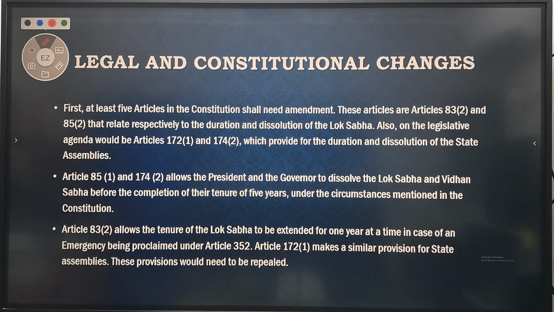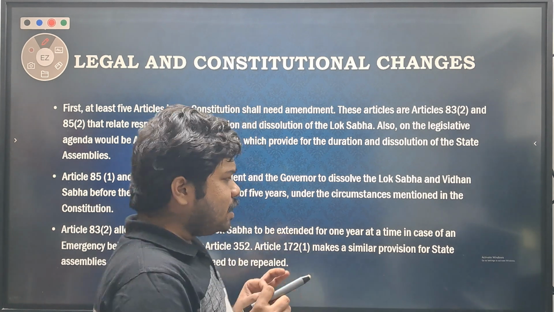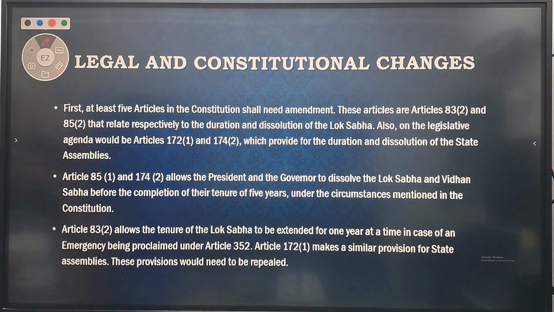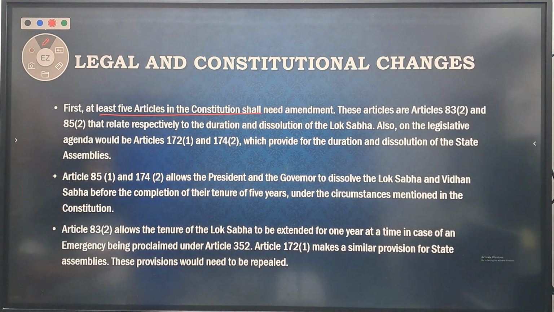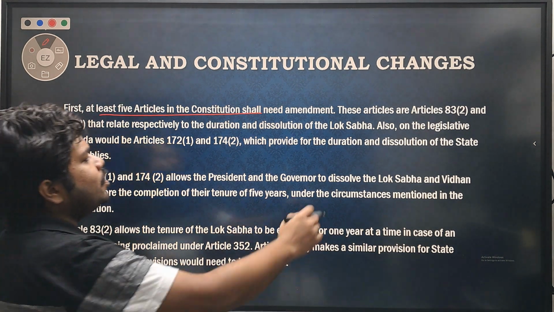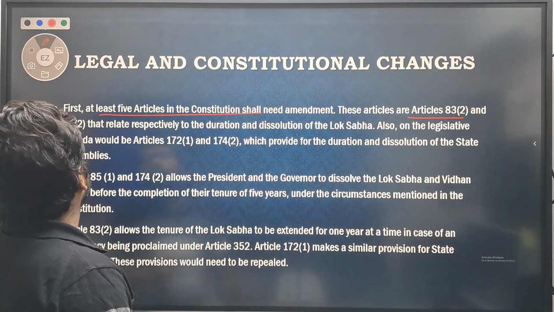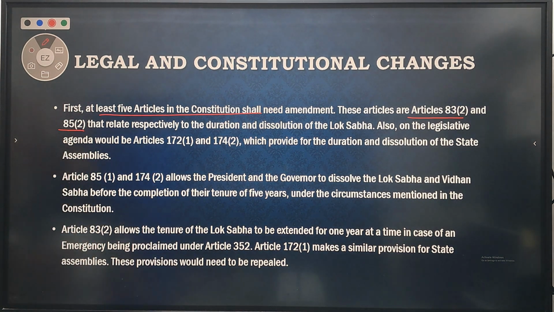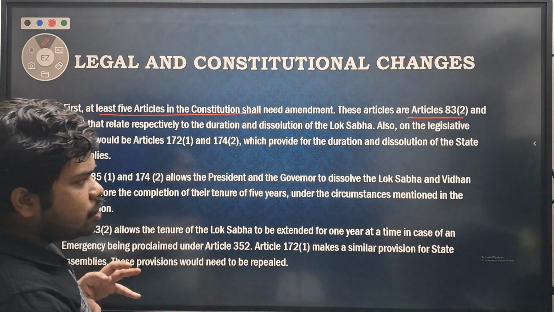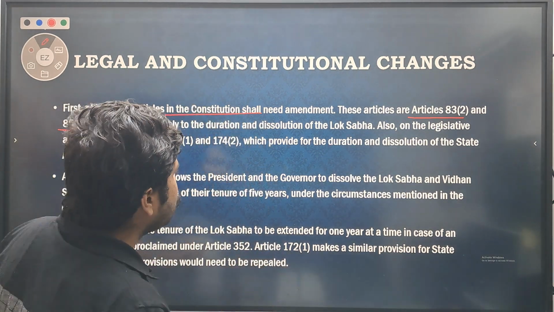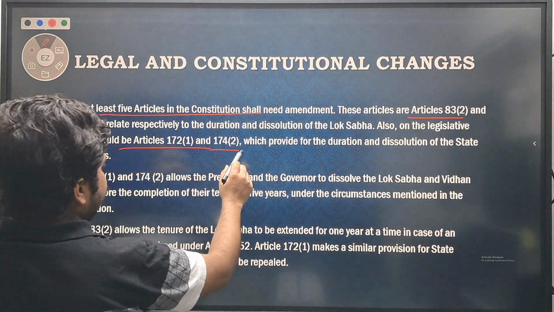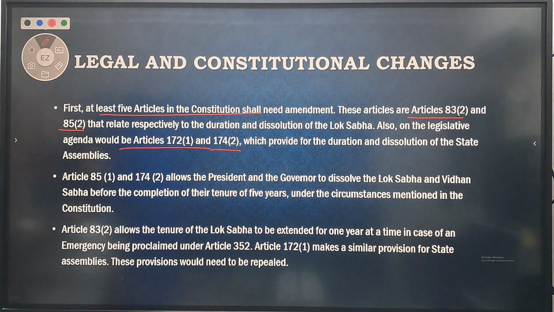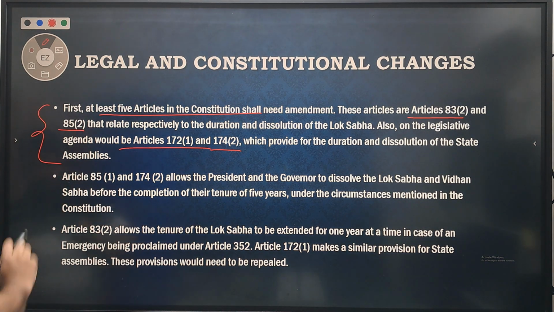Now, what are the legal and constitutional changes that need to be adopted for these simultaneous elections? At the first point, at least 5 articles of the Constitution would need amendment. These articles are 83 clause 2 and 85 clause 2, which relate respectively to the duration and dissolution of Lok Sabha. Also on the legislative agenda, there would be articles like 172 clause 1 and 174 clause 2, which provide for the duration and dissolution of state assemblies.